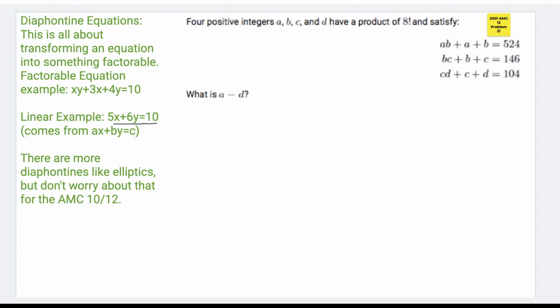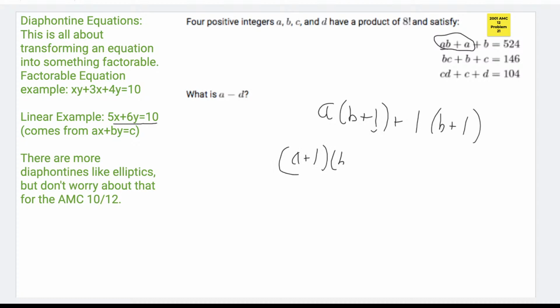Now we know that ab plus a, we can factor by taking out a. So a times b plus 1, plus, we want b to be factored, and we notice we want b plus 1 here, so a 1 times b plus 1 can be added to this term. A times b plus 1 plus 1 times b plus 1 means you add 1 to both sides to be able to factor this into a plus 1 times b plus 1, which equals 500, and equals 525. Now you do the same for the next example.